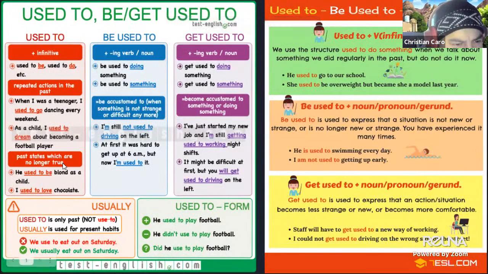Past states which are no longer true is very similar to this one. Things that we did regularly but do not do now. Like, he used to be blonde as a child. Ah, sí, era rubio cuando chico. I used to love chocolate, yeah, and he used to be blonde as a child.